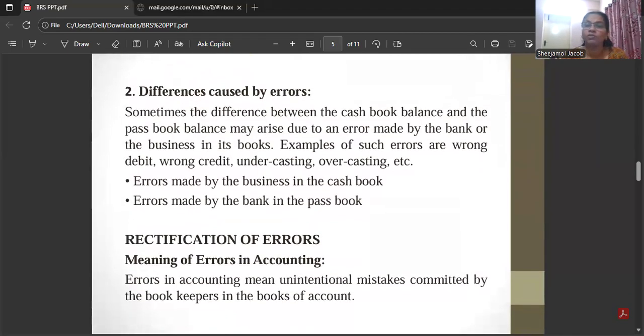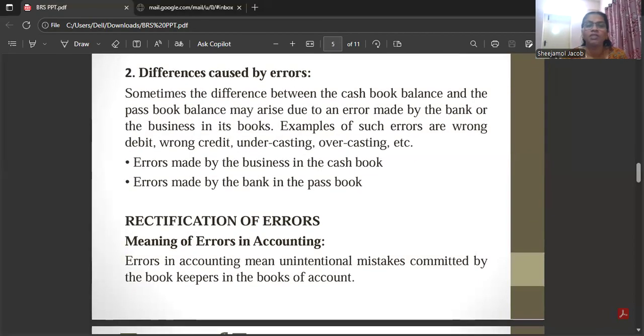The second cause is errors. Sometimes the difference between the cash book balance and the passbook balance may arise due to an error made by the bank or the business in its books. Examples of such errors are wrong debit, wrong credit, undercasting, overcasting, etc. These are errors made by the business in the cash book and errors made by the bank in the passbook. These are the reasons for disagreement between the bank column of the cash book and the passbook balances.